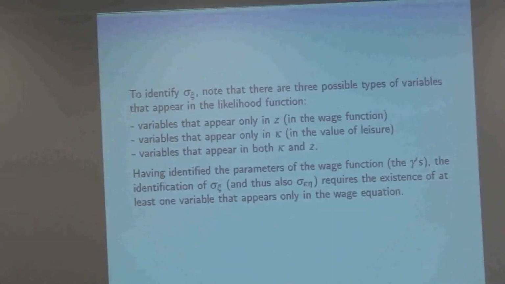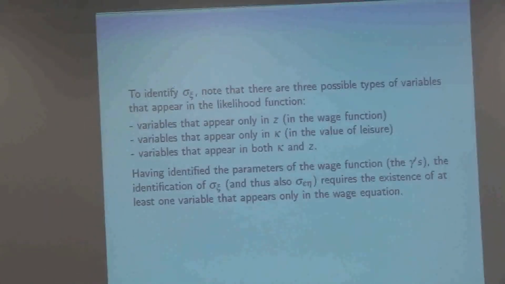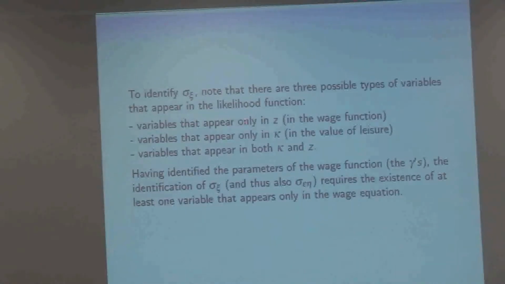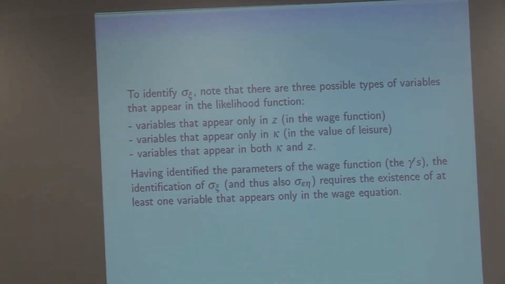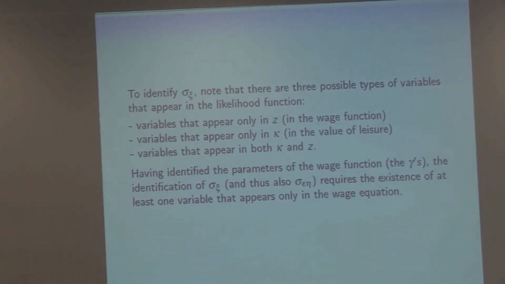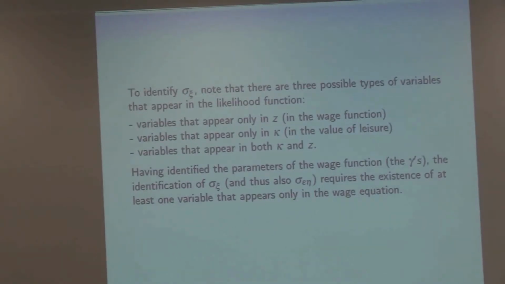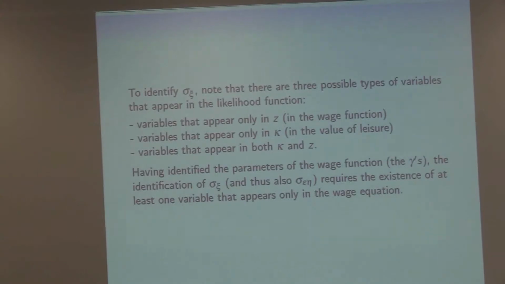So let's look now at how we can do this policy analysis. You have some variables that are only in Z, so those affect wages, but nothing else. We might have some variables that are only in kappa that affect the value of leisure or staying home. And then you have some variables that affect both, like maybe education affects your wage offer, but it might also affect your preferences. So those are 3 types of variables.